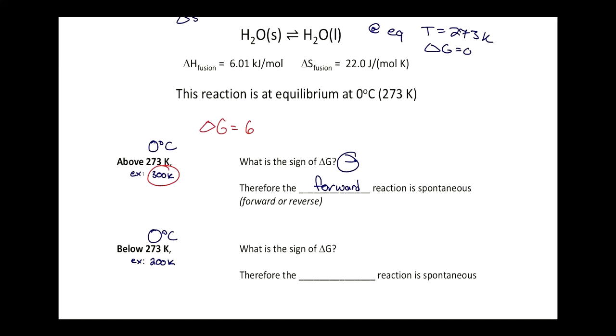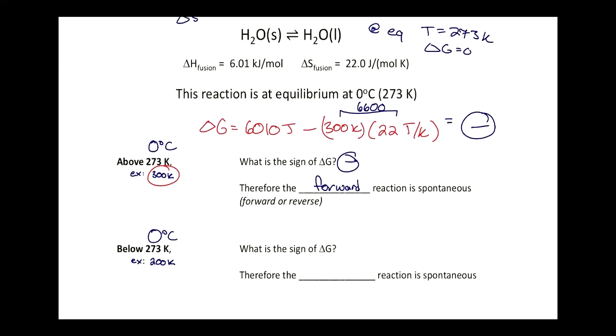So putting in those numbers, I'll put this in joules. So 6010 joules per mole minus the temperature, 300 Kelvin, times the entropy change, which is 22 joules per Kelvin, right? And so this term, if you calculate that, is equal to 6,660, or something like that. So we see, yes, in fact, we get a negative number if we plug in a temperature above that equilibrium temperature, so this reaction becomes spontaneous. We can just plug in a fake number.